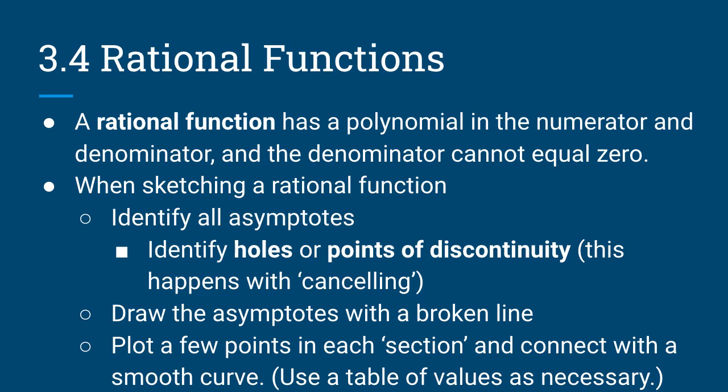Now, in that bottom point where it says plot a few points in each section and connect with a smooth curve, what I mean by section, the reason I have that in little quotes, is you're going to have your asymptotes. You might just have one vertical, one horizontal asymptote. So by the sections, I mean the 4 sections. If you have one point in, say, from your perspective, the top right, that's all you need, because the curve is going to do this. You know what I mean?